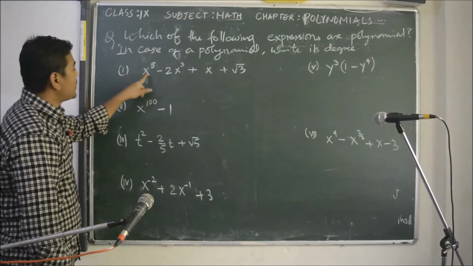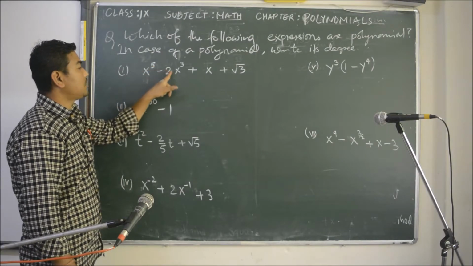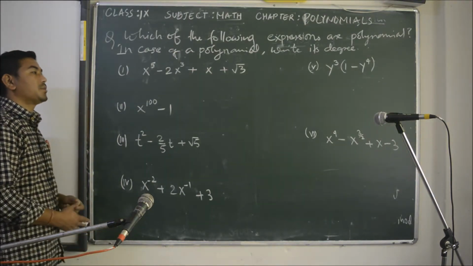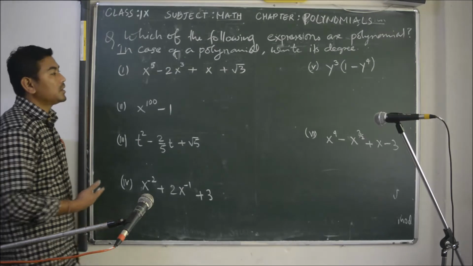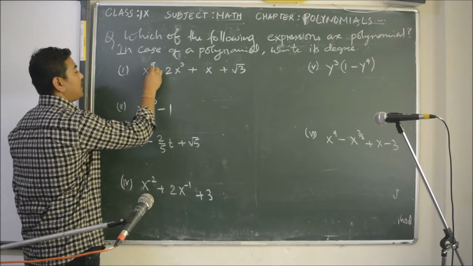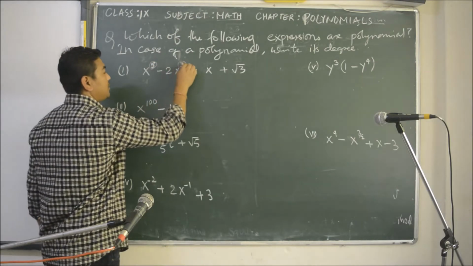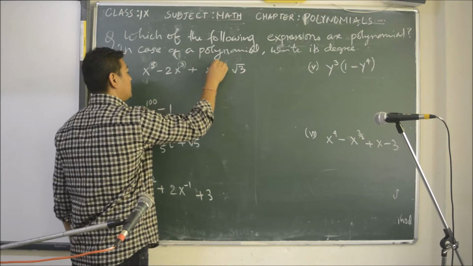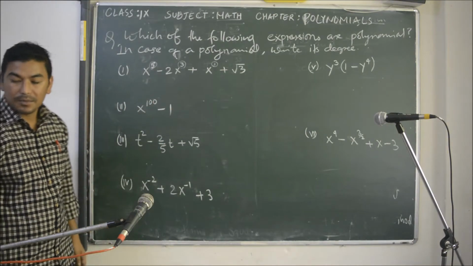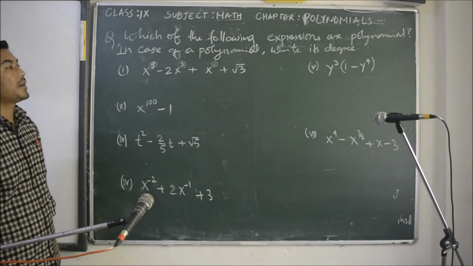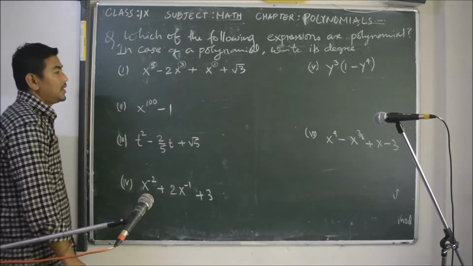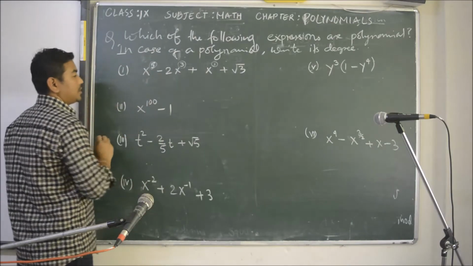So we are given x to the power 5 minus 2x to the power 3 plus x plus root 3. Now how will you check whether a given expression is a polynomial or not? You simply look at the power of the variables. Here the variable is x. So what is the power of x? Here 5, here 3, here 1. If the powers of the variable are positive integers or 0, they are regarded as polynomials. So 5, 3, 1 are positive integers, and that's why this first given expression is a polynomial.